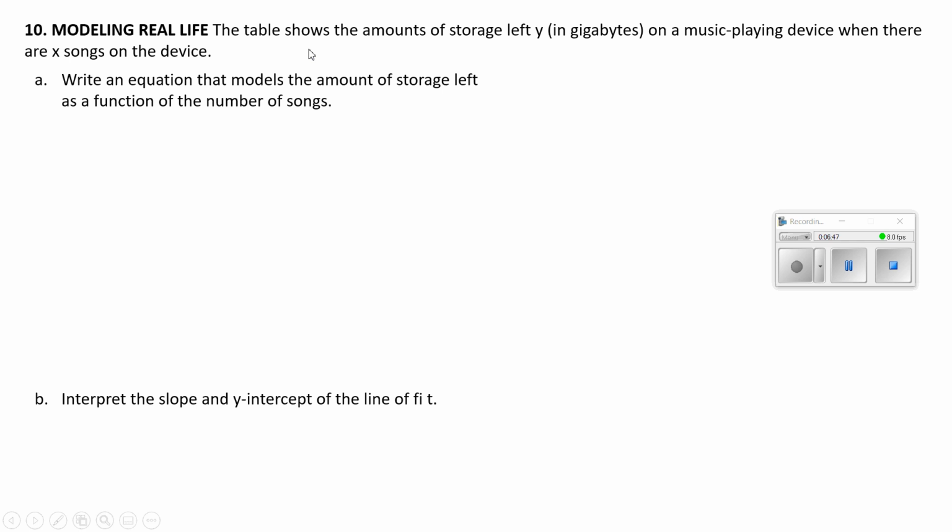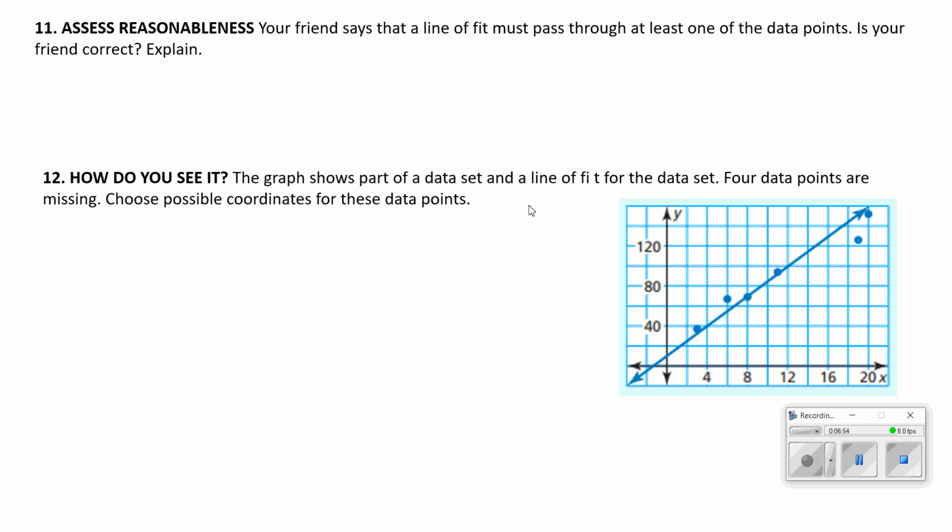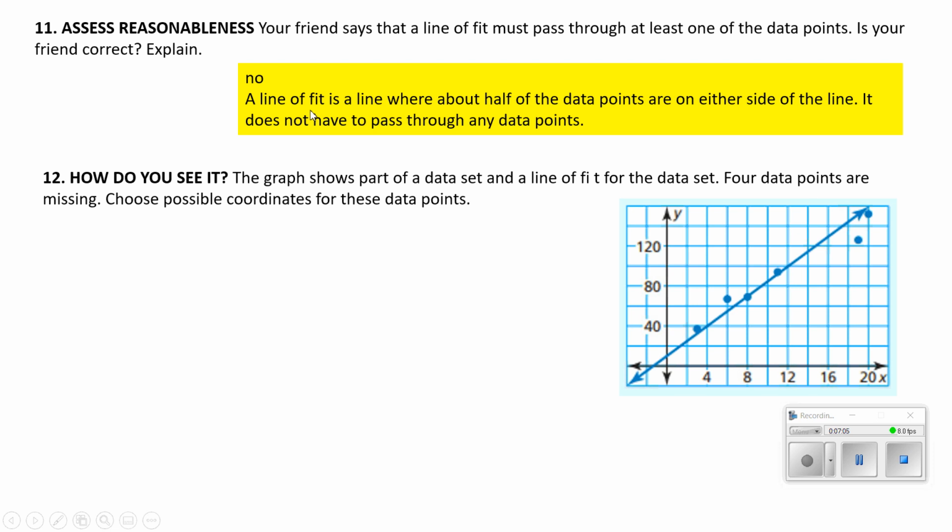Number 10 is for you to do, which takes me to number 11. Number 11 says, your friend says that a line of fit must pass through at least one of the data points. Is your friend correct? I don't think so. The line of fit is a line where about half of the data points are on either side of the line. It doesn't have to pass through any data point to do that. All right. Number 12 is for you to do.